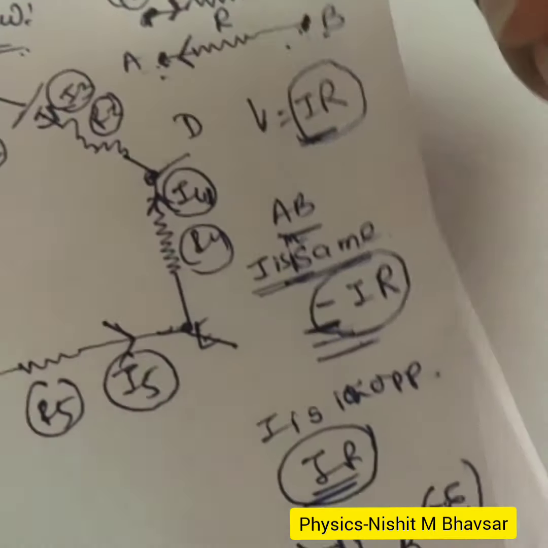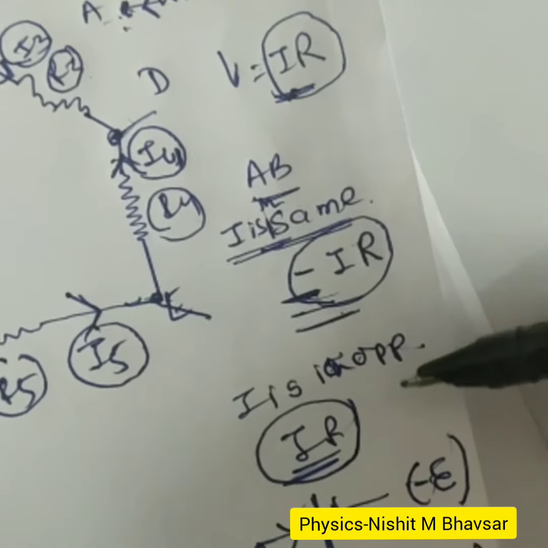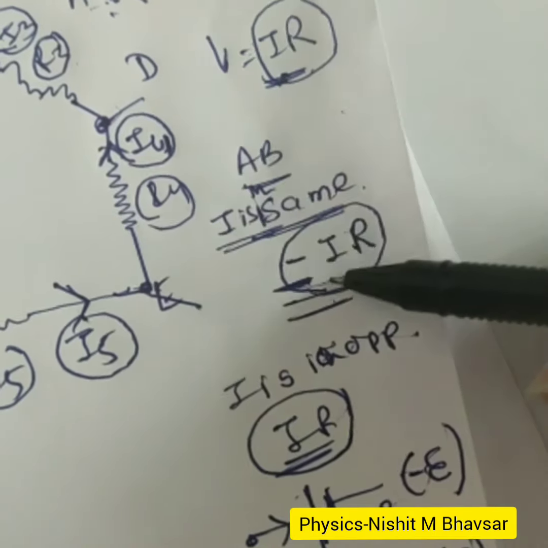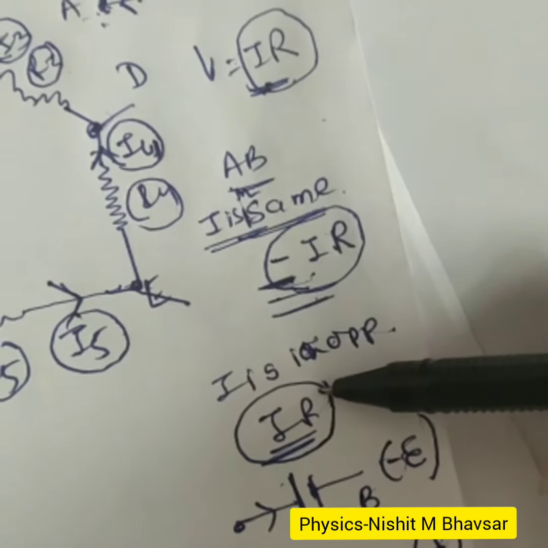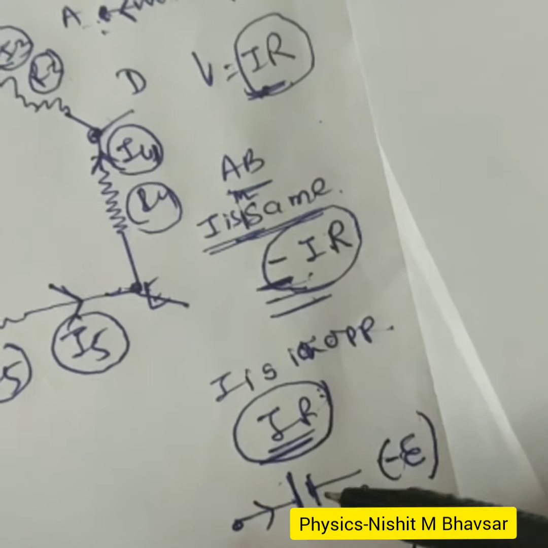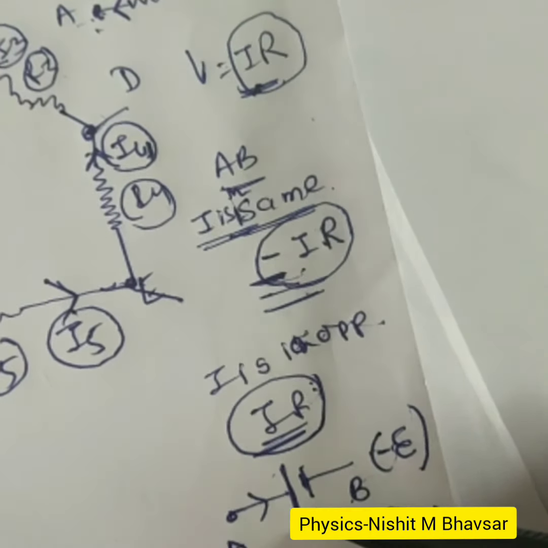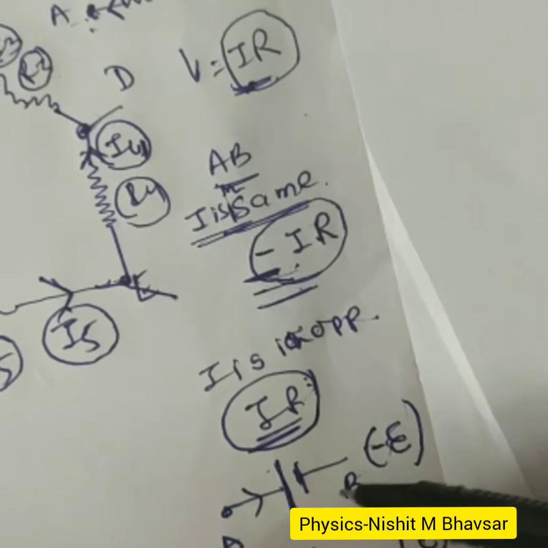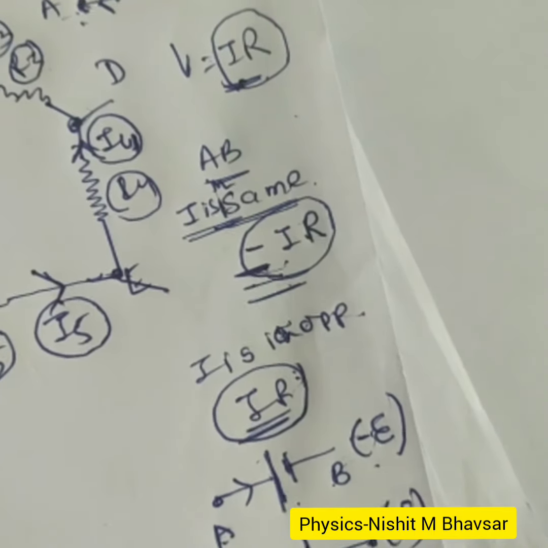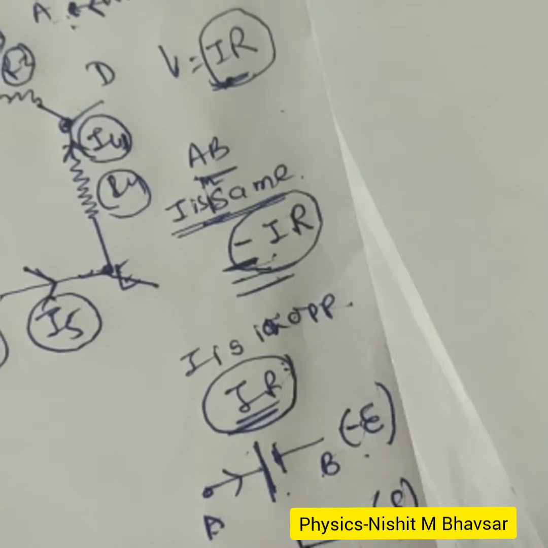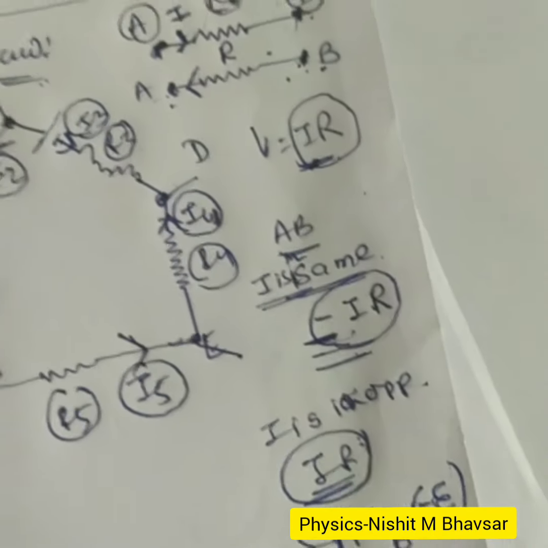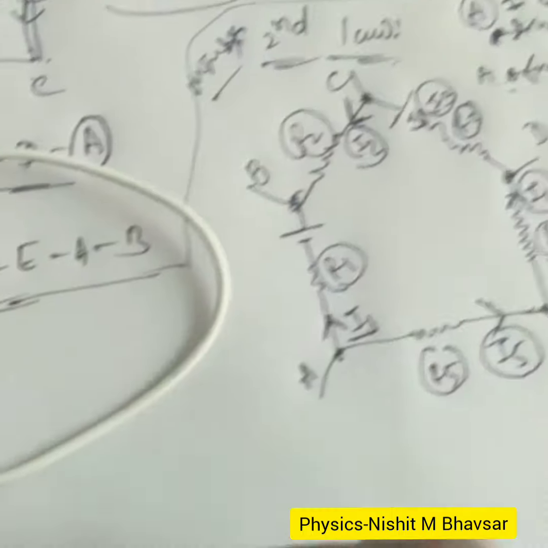So we have four rules. In the same direction, IR becomes negative. In the opposite direction, IR becomes positive. If the battery is positive first and negative second, EMF becomes negative. If the battery is negative first and positive second, EMF becomes positive. So let's try this on the loop.